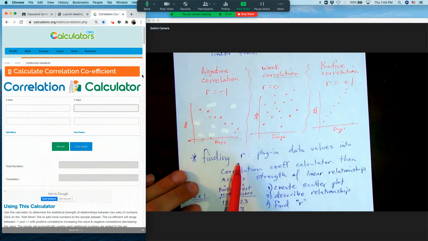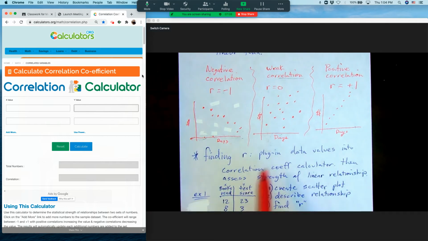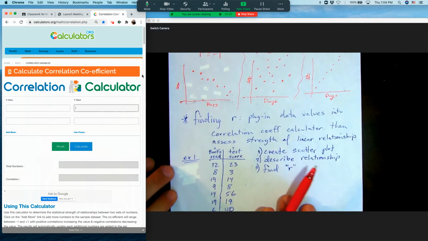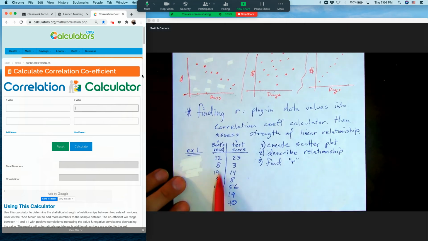Now to find the R value, we have to plug the data values into a correlation coefficient calculator. And that's what I have on the screen as well. Then you can assess the strength of the linear relationship, okay? So in example 1, we're talking about the correlation between books you read and your test score. You can see we have a bunch of different values.